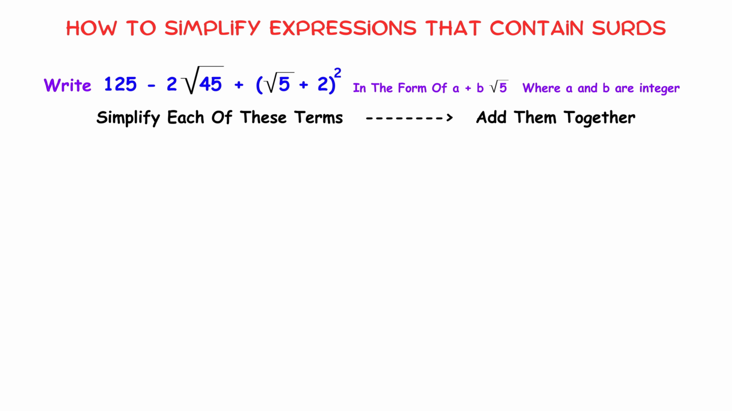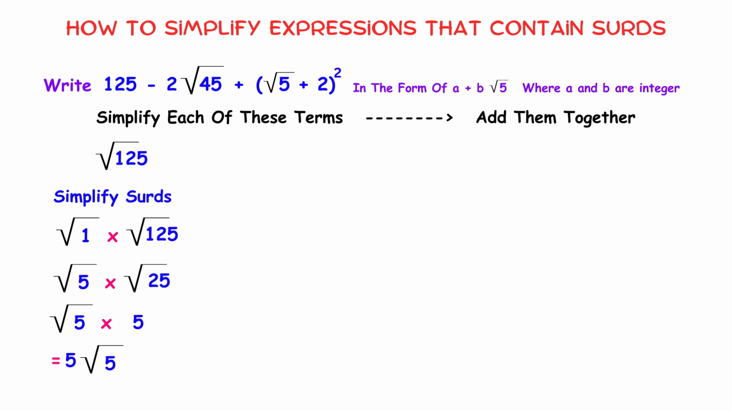Well, in a real exam, they'll normally add some words to the question, like write all of this in the form of a plus b root 5, where a and b are integers. And all this means is that we have to simplify the expression until it looks like this, so it might be something like 4 plus 3 root 5 or 7 minus 2 root 5. Basically, a and b can be any positive or negative whole number. To do this, we're first of all going to have to simplify each of these terms, and then we need to add them all together.